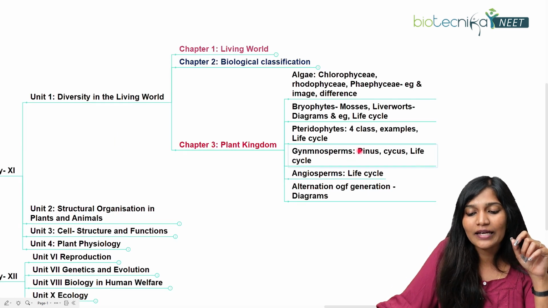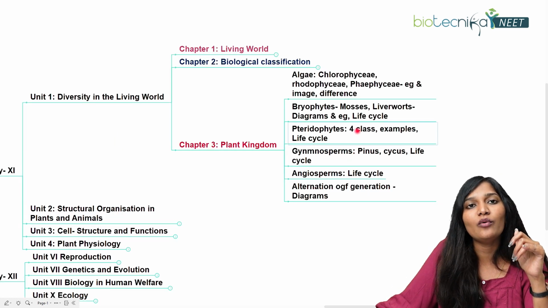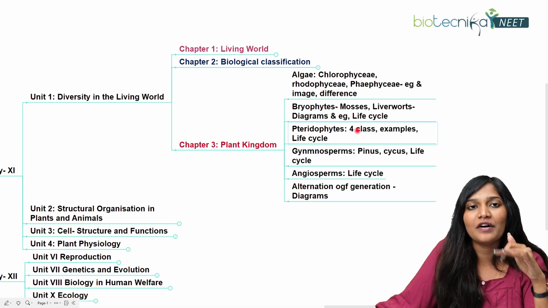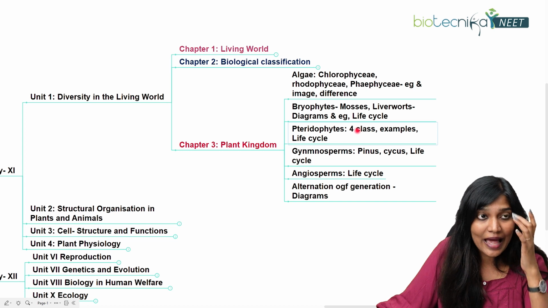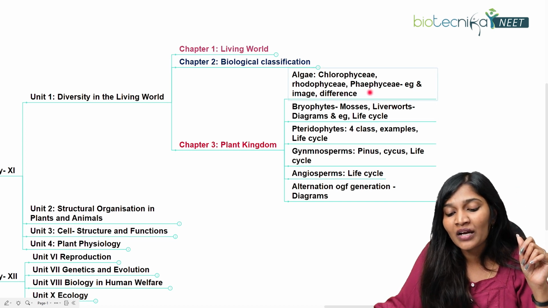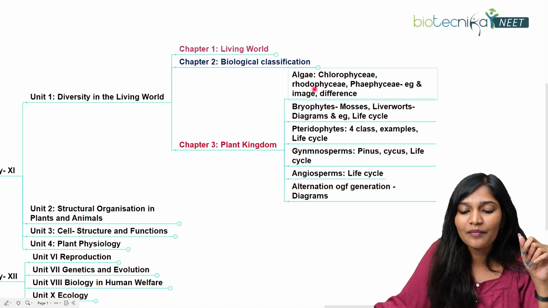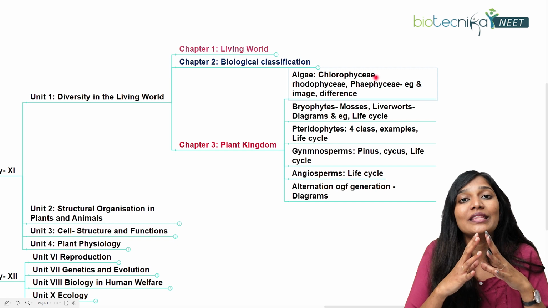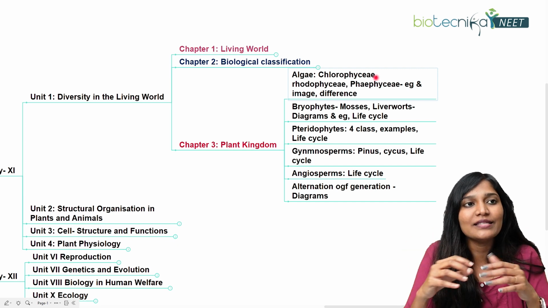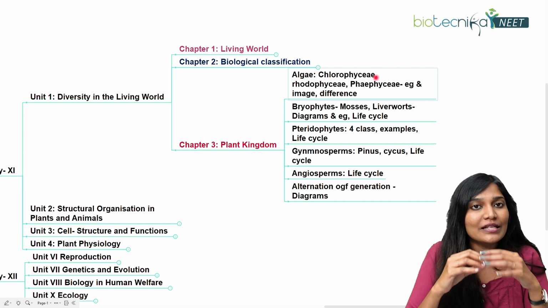The next is plant kingdom. So in plant kingdom, we already know algae, bryophytes, pteridophytes, gymnosperms, angiosperms. All five will come under this. So in algae, we can see it starts off with green algae, which is chlorophyceae, red algae, and then brown algae. So very importantly, I'm going to tell you, please remember the examples of all these things along with the image which is given in the NCERT.